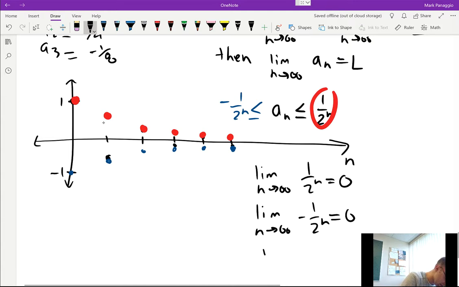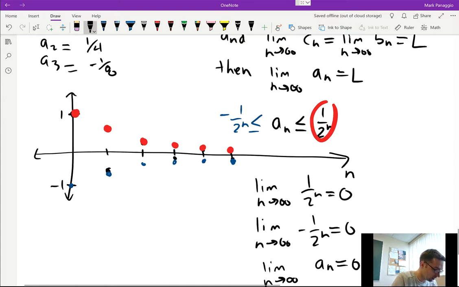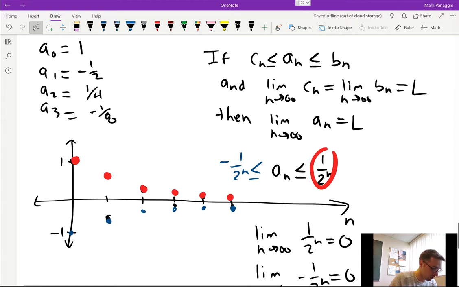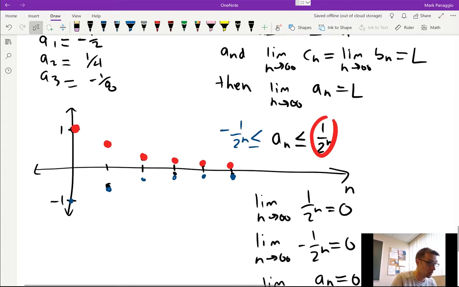And so that means that the limit of the sequence that's trapped in between, that's squeezed, must be 0 as well. There's nowhere else to go. And so this alternating sequence, 1, negative 1/2, 1/4, negative 1/8, has to approach 0 as well. So we can use the squeeze theorem. We can use that to compare sequences to figure out their limits.